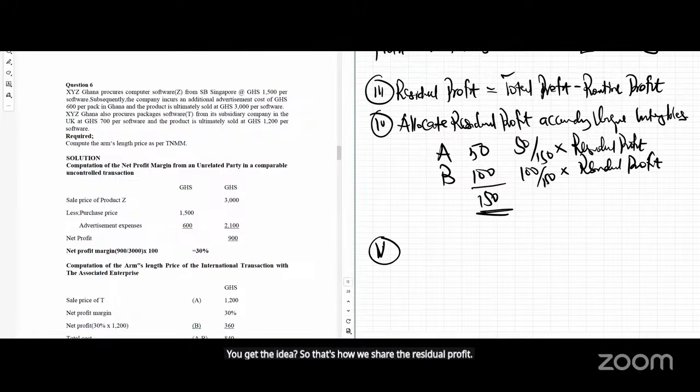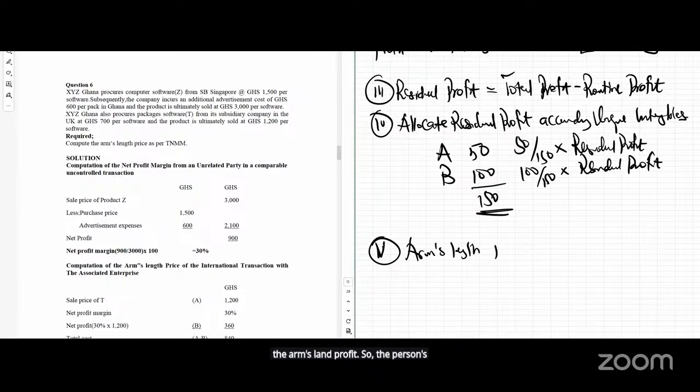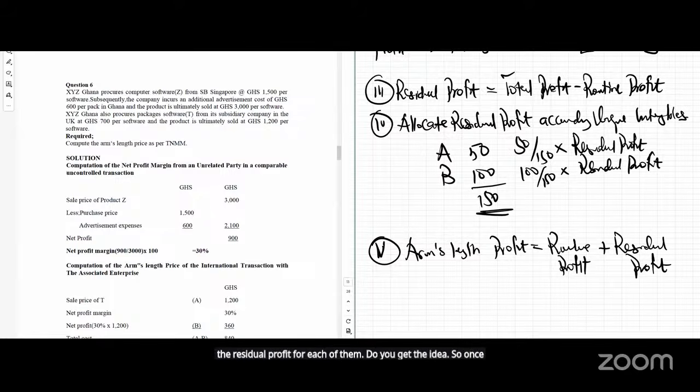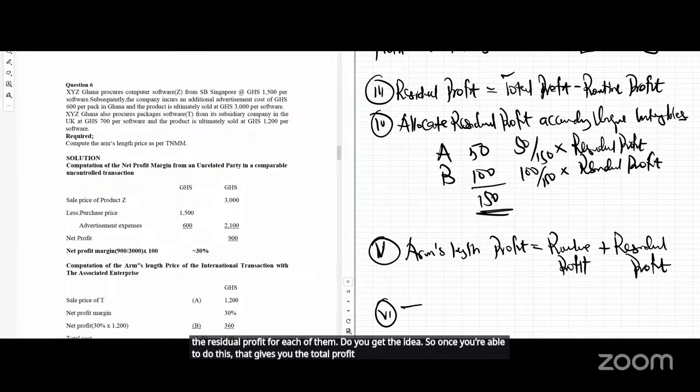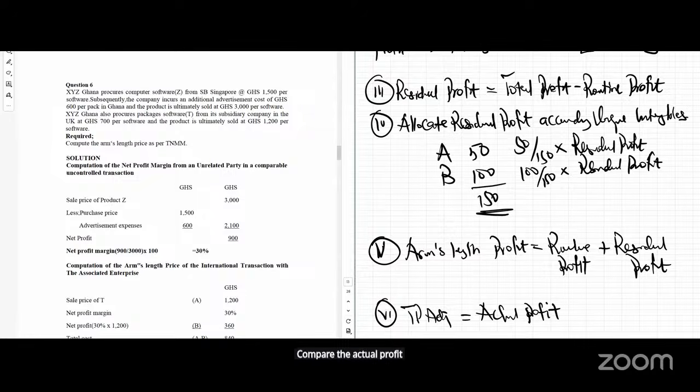When we finish, we now get the arm's length profit. Each person's arm's length profit becomes the routine profit plus the residual profit for each of them. Once you've done this, that gives you the total profit. Then to get your transfer pricing adjustment, you compare the actual profit to the arm's length profit, and the difference gives you the transfer pricing adjustment. So this is how you do residual profit split.